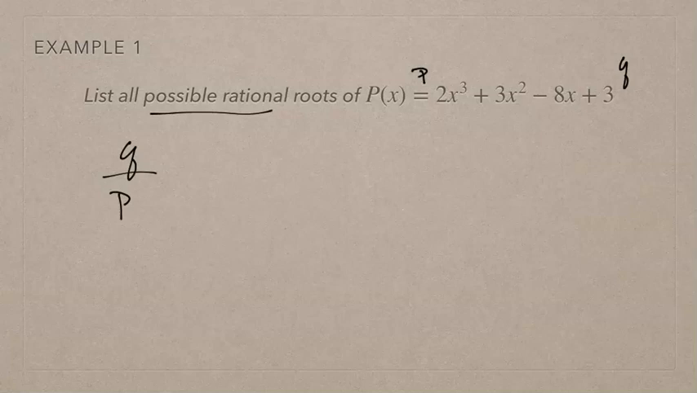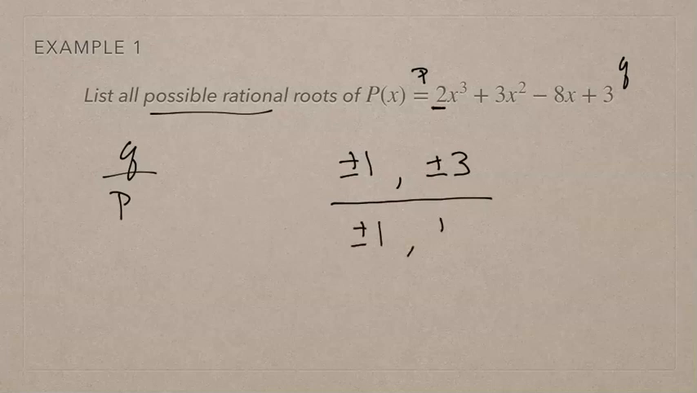So the factors of q are just plus or minus 1 and plus or minus 3. The factors of p, this leading coefficient, which is 2, are plus or minus 1 and plus or minus 2. If we want to make a list of all possible rational roots, and again, these are not the actual rational roots, these are just the list of possibilities that we're going to test, you need to look at the numerator and the denominator.